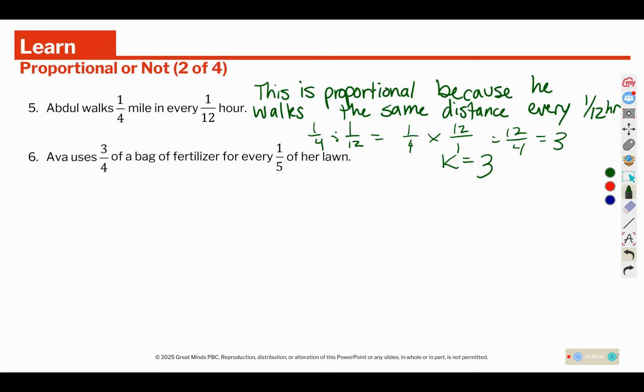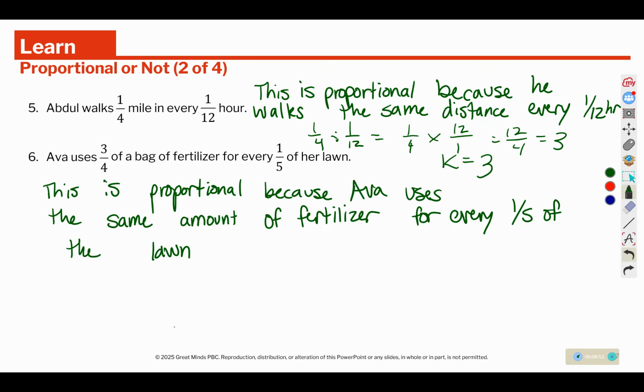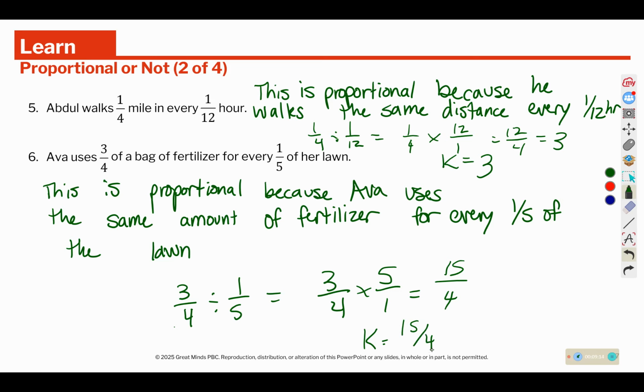6. Ava uses 3/4 of a bag of fertilizer for every 1/5 of her lawn. This is also proportional because the amount of fertilizer is the same for every 1/5 of her lawn. To find that constant of proportionality, we need the fertilizer per lawn. Leave the first fraction, change to multiplication, and flip that second fraction over. 3 times 5 is 15. 4 times 1 is 4. So that constant of proportionality is 15/4.